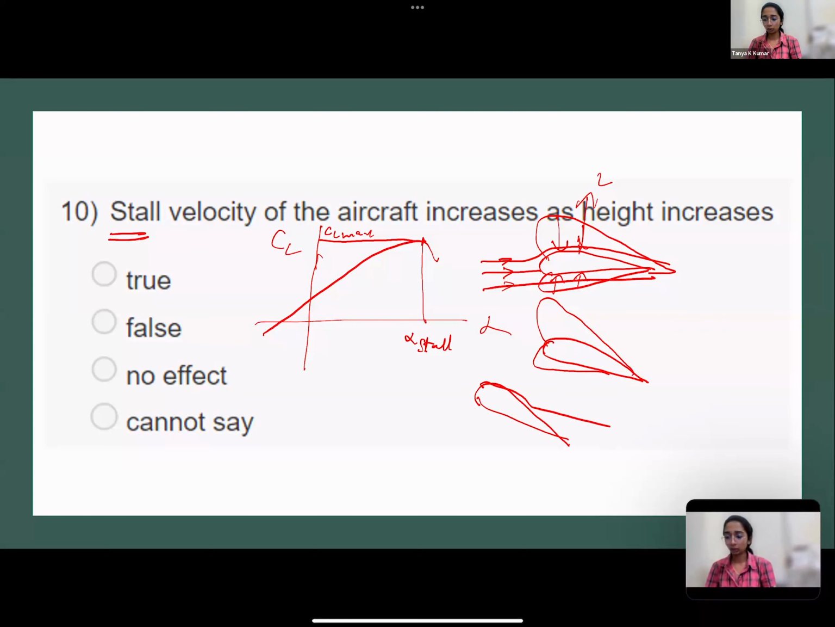Okay. So now is stall clear? A stall is the point at which lift generation is not sufficient. Why does this happen? Due to boundary layer separation. So yes, alpha stall is the maximum angle at which you can operate. CL max is the maximum design lift you can achieve. Okay, I hope this is clear. Now let's go ahead with the question. They've told you stall velocity of the aircraft increases as height increases. True, false, no effect, cannot say.